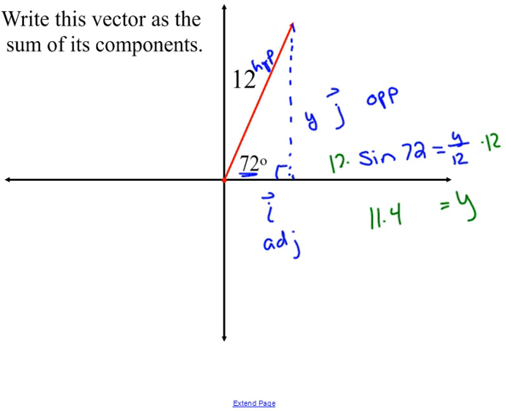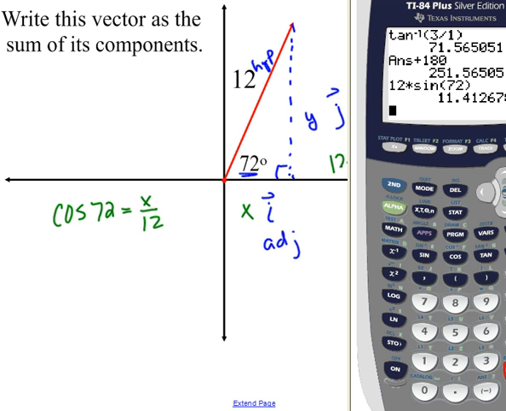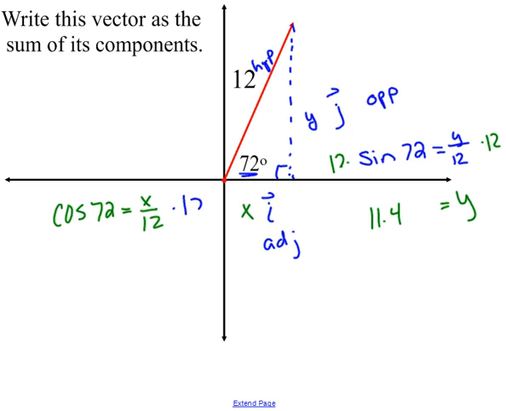Okay. Similarly, to find the x part, we're just going to do cosine of 72 equals x over 12. Go to your calculator. 12 times cosine of 72. Hit enter, and you get 3.7. All right, so when I want to write this now as the sum of its components, my J is 11.4 and my I is 3.7, so this is just going to be 3.7i plus 11.4j.